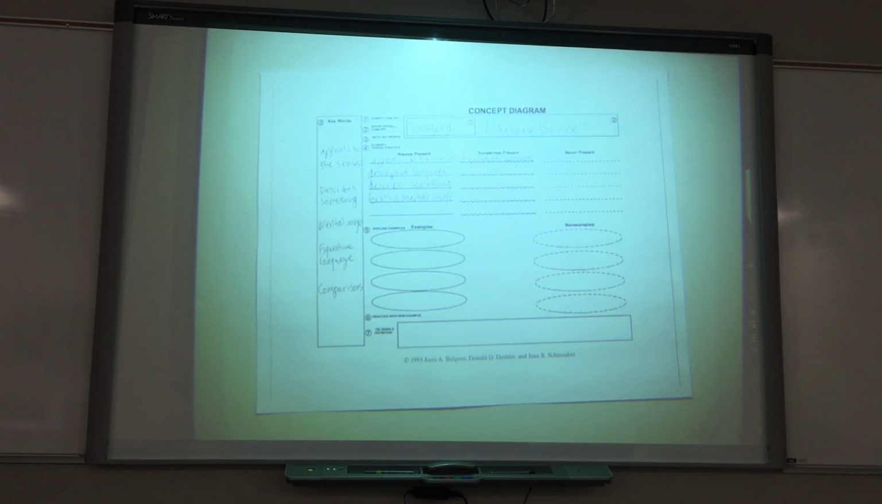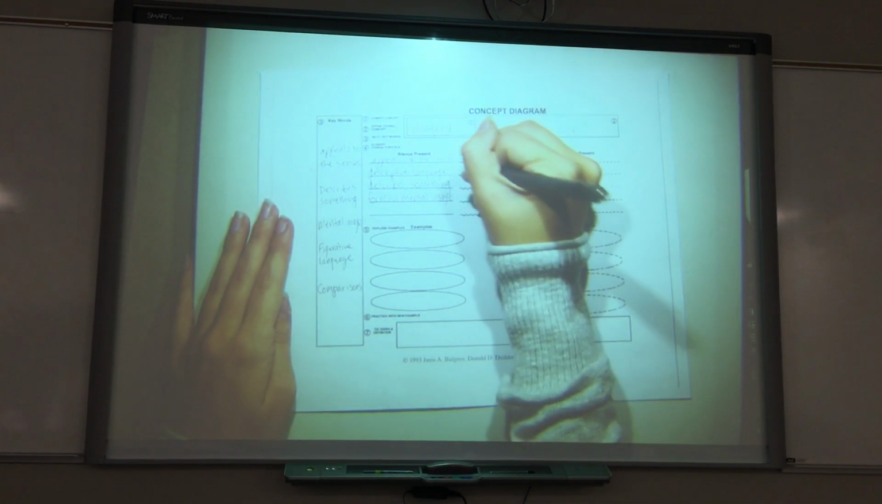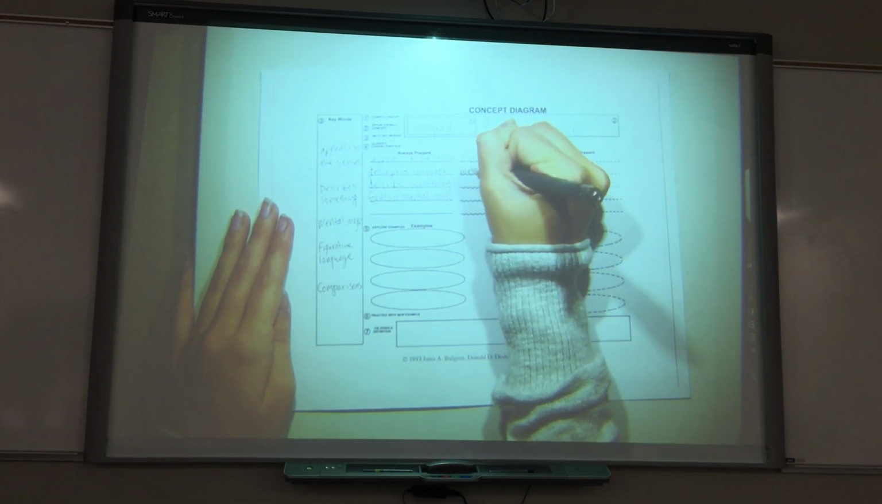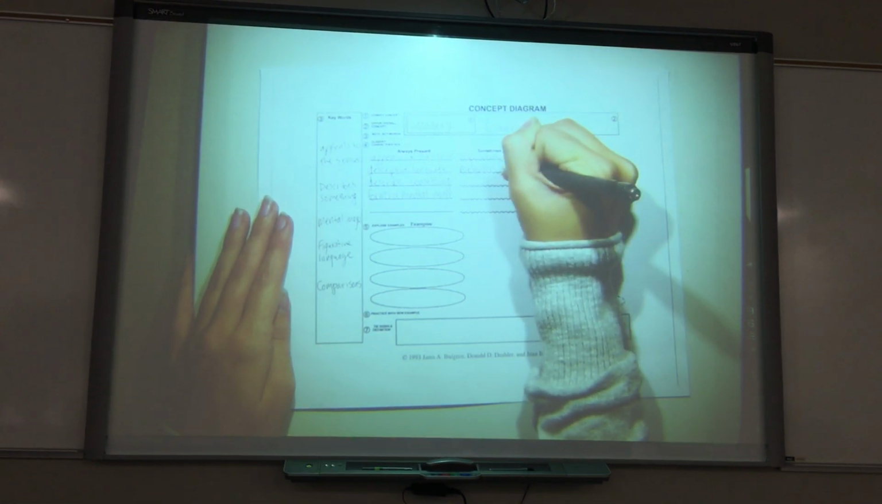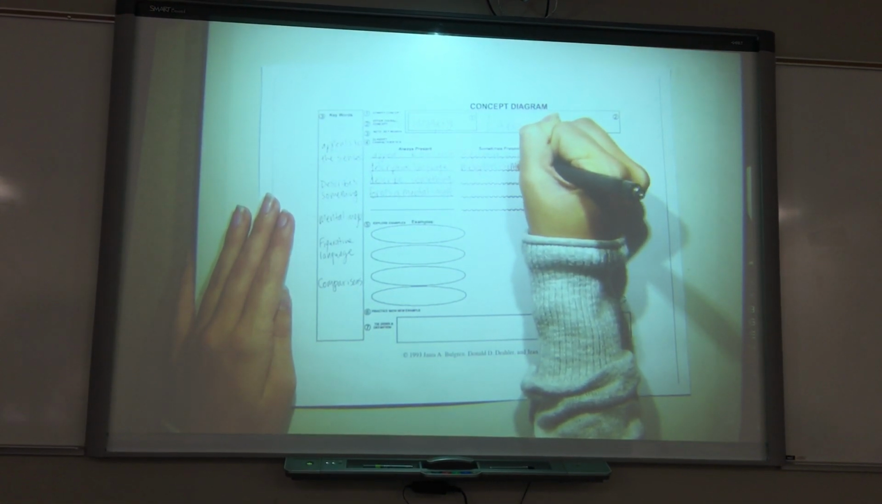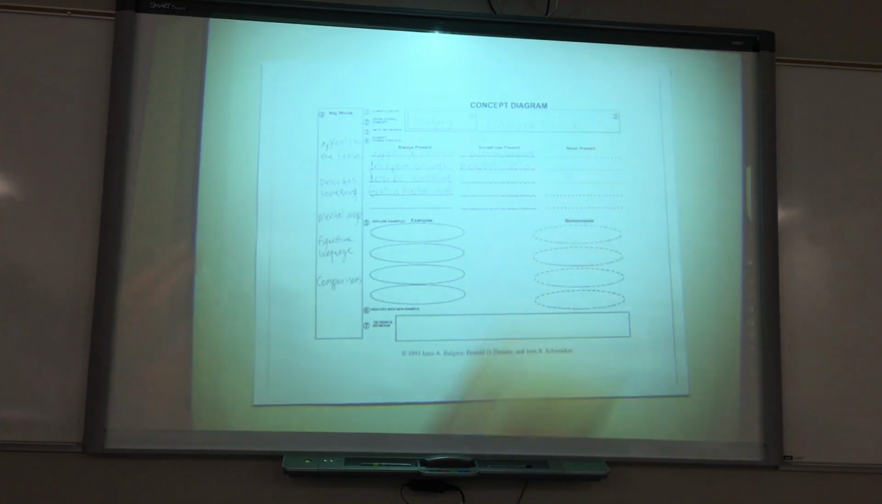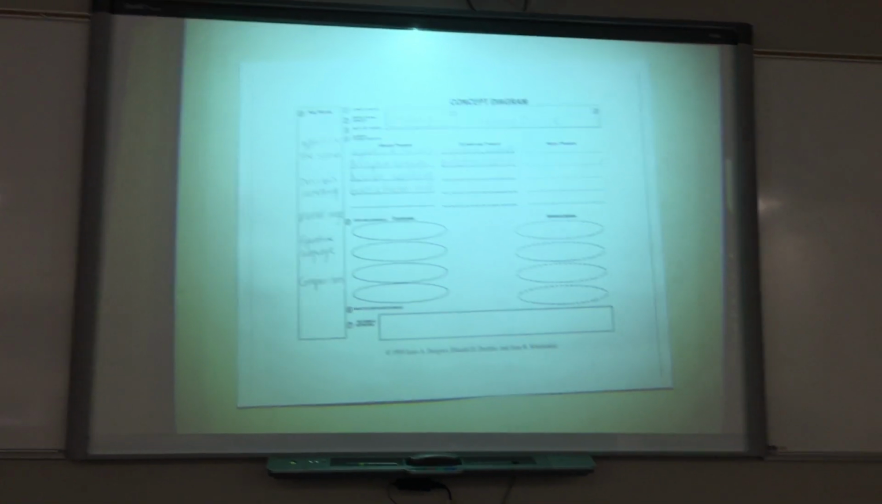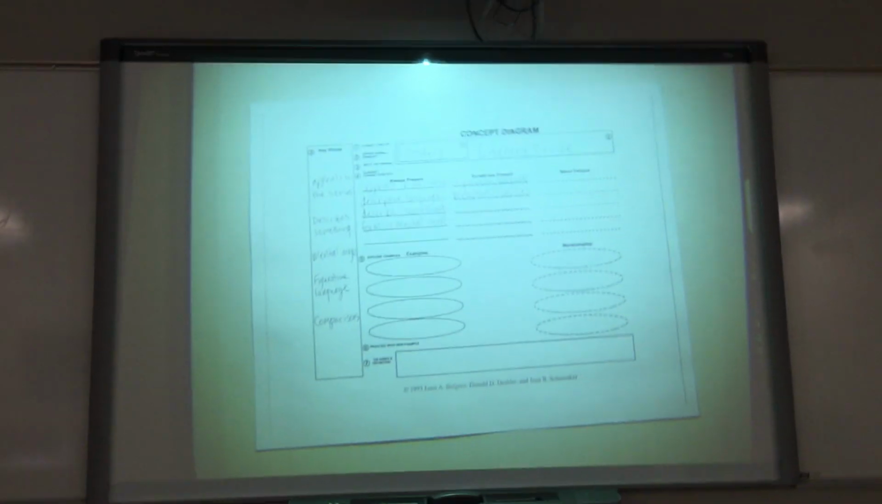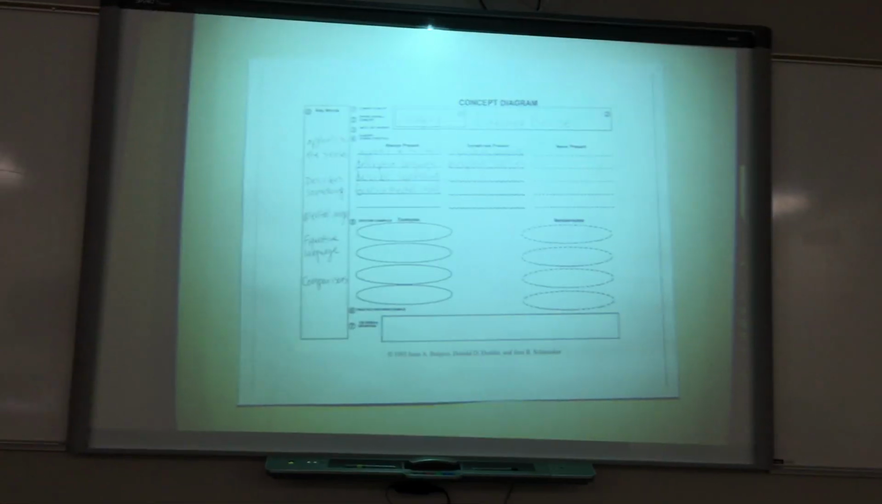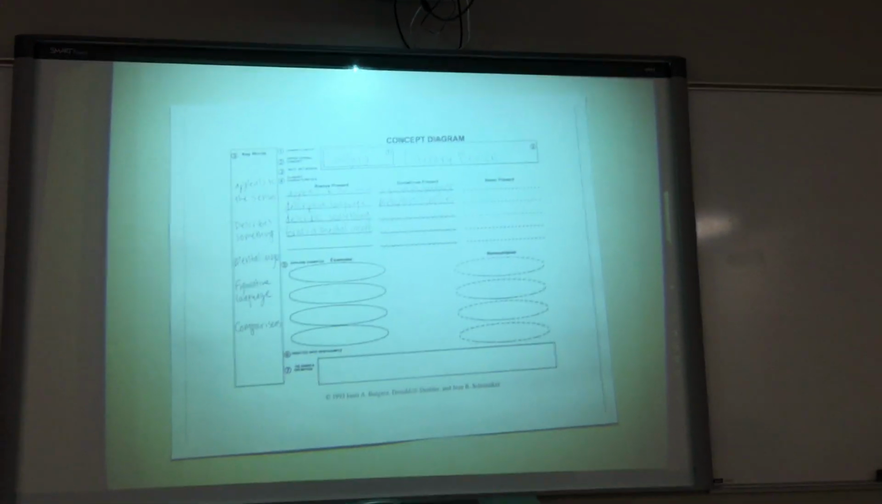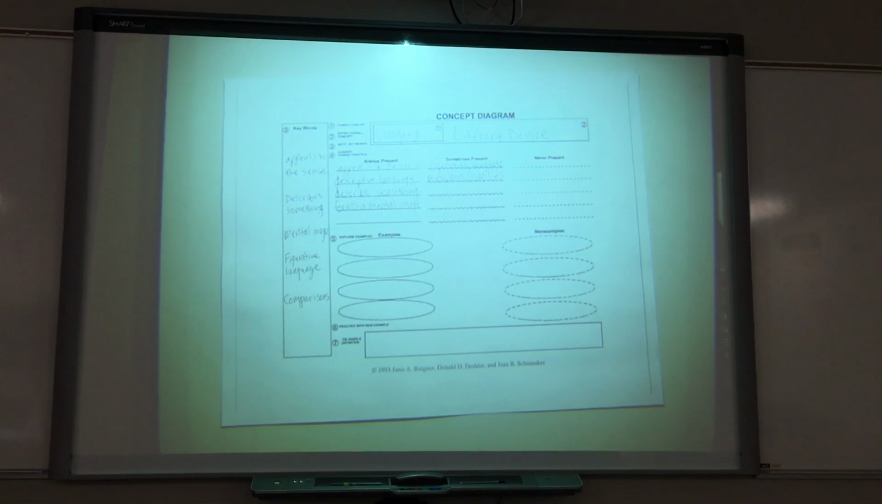Next, imagery sometimes uses metaphors or similes for comparison. So we'll write metaphors/similes. Like we reviewed before, metaphors are comparing something without using like or as, and similes are comparing things while using like or as.